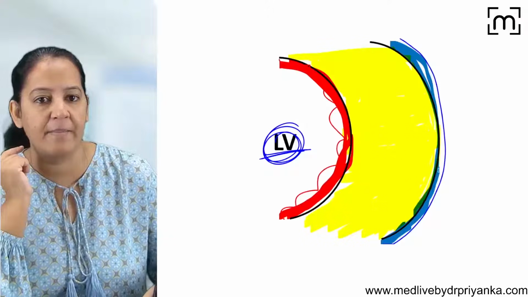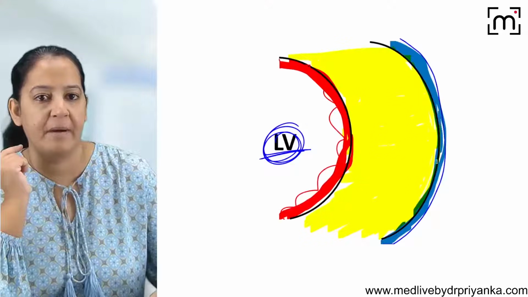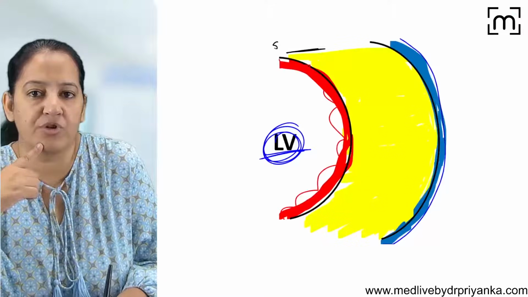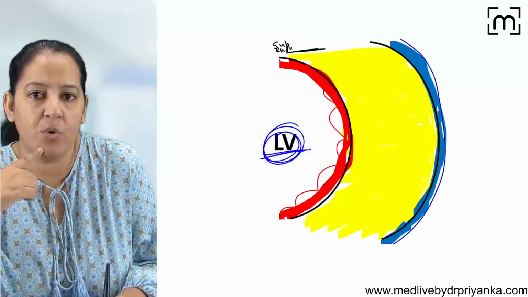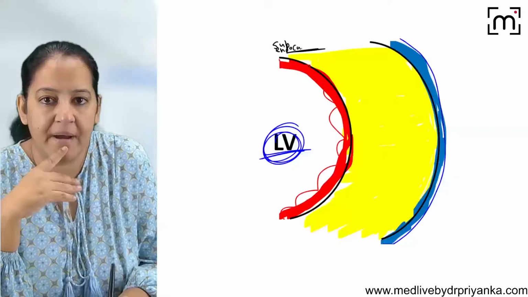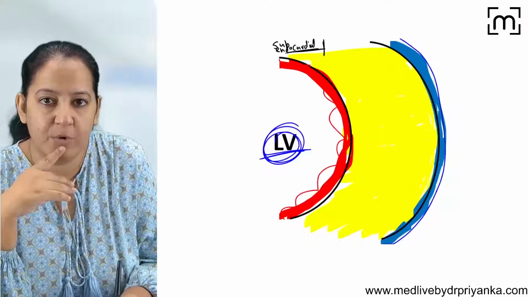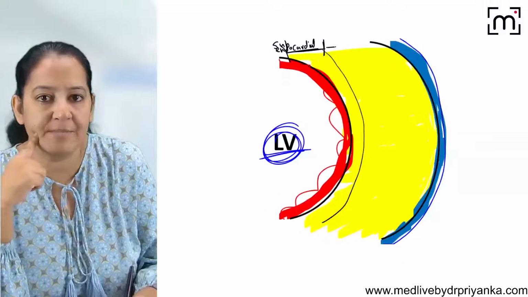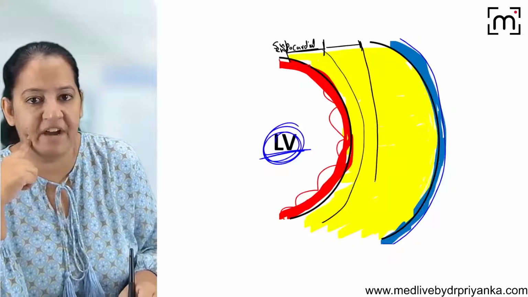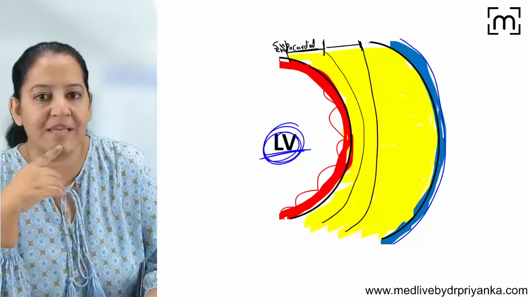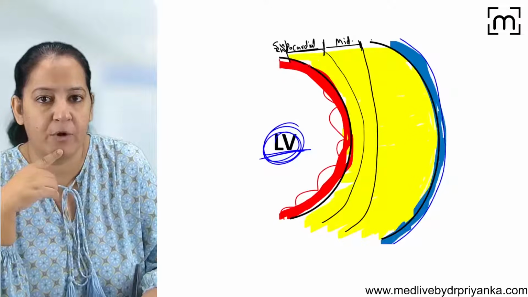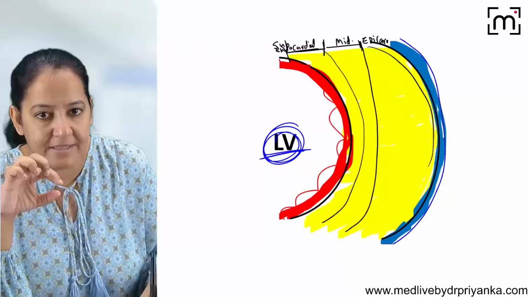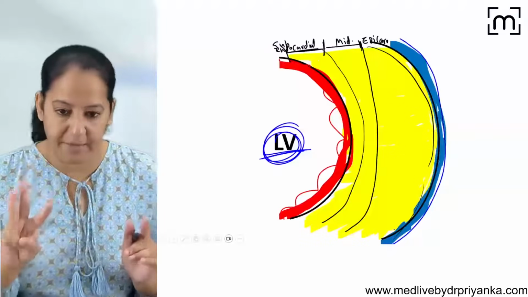Now we divide the myocardium into 3 portions. This portion is known as the subendocardial portion, because it is just beneath the endocardium. This is the mid portion of the myocardium, the mid fiber portion. And the outermost, the outer myocardium, is known as epicardial. So we are dividing the myocardium into 3 portions.